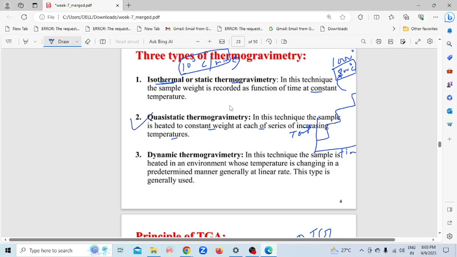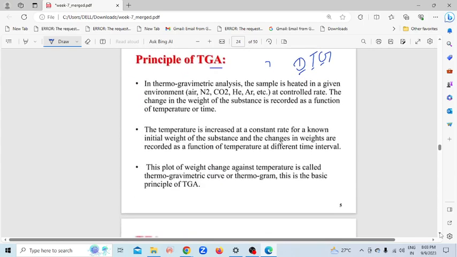Then it will be called quasi-static thermogravimetry. Then dynamic thermogravimetry, we have already studied about this thing. It will be like we are increasing temperature at a fixed rate. This rate will be decided by you according to your sample, what you are going to analyze, and what is the time you require, and whatever different factors are there which affect the heating rate. So these are the three types.